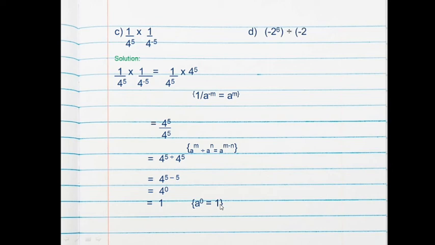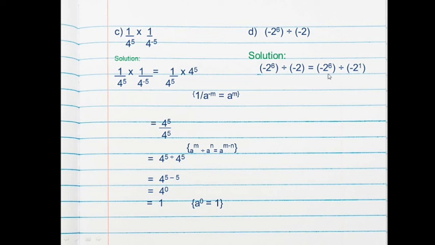Minus 2 raised to the power 6 divided by minus 2. If the exponent is not given, it means minus 2 raised to the power 1. Now the solution is minus 2 raised to the power 6 divided by minus 2 is equal to minus 2 raised to the power 6 divided by minus 2 raised to the power 1. As I told you, if the exponent is not given to the base, it means the exponent will be 1.